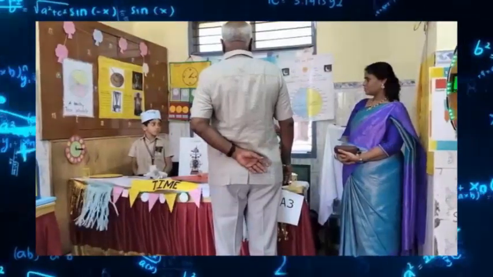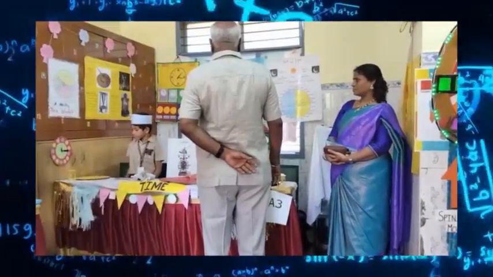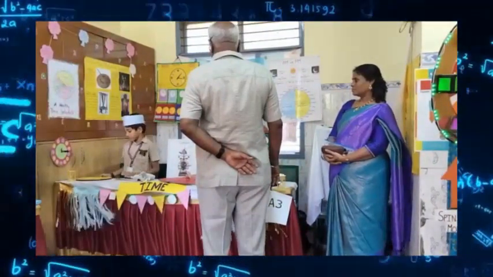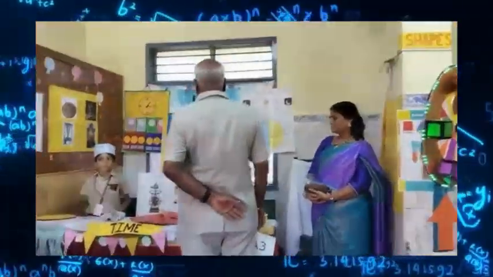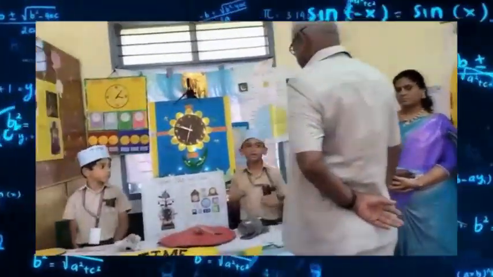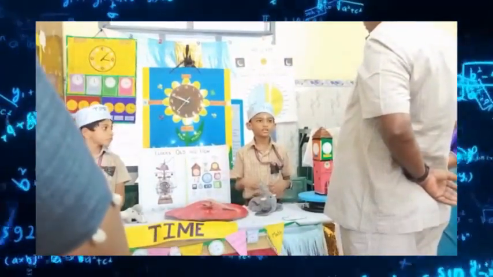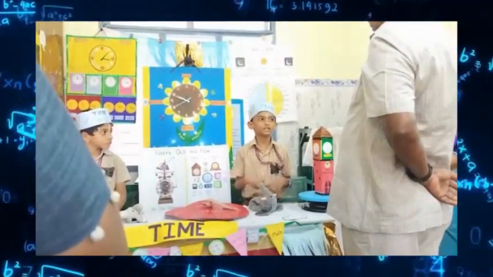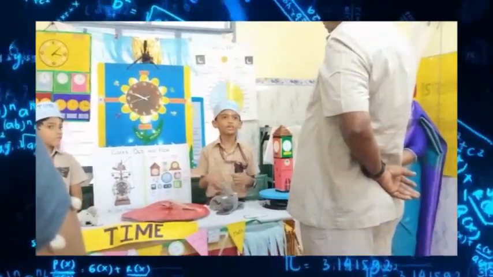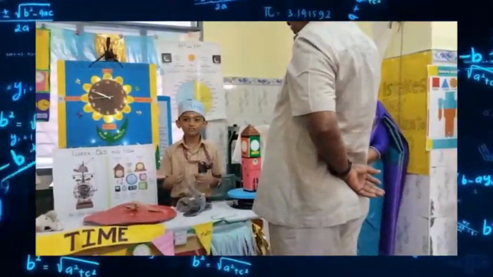What is time? Time is something so many things. Everything is measured by time. To measure time accurately, we use a clock. Now let's learn the time.